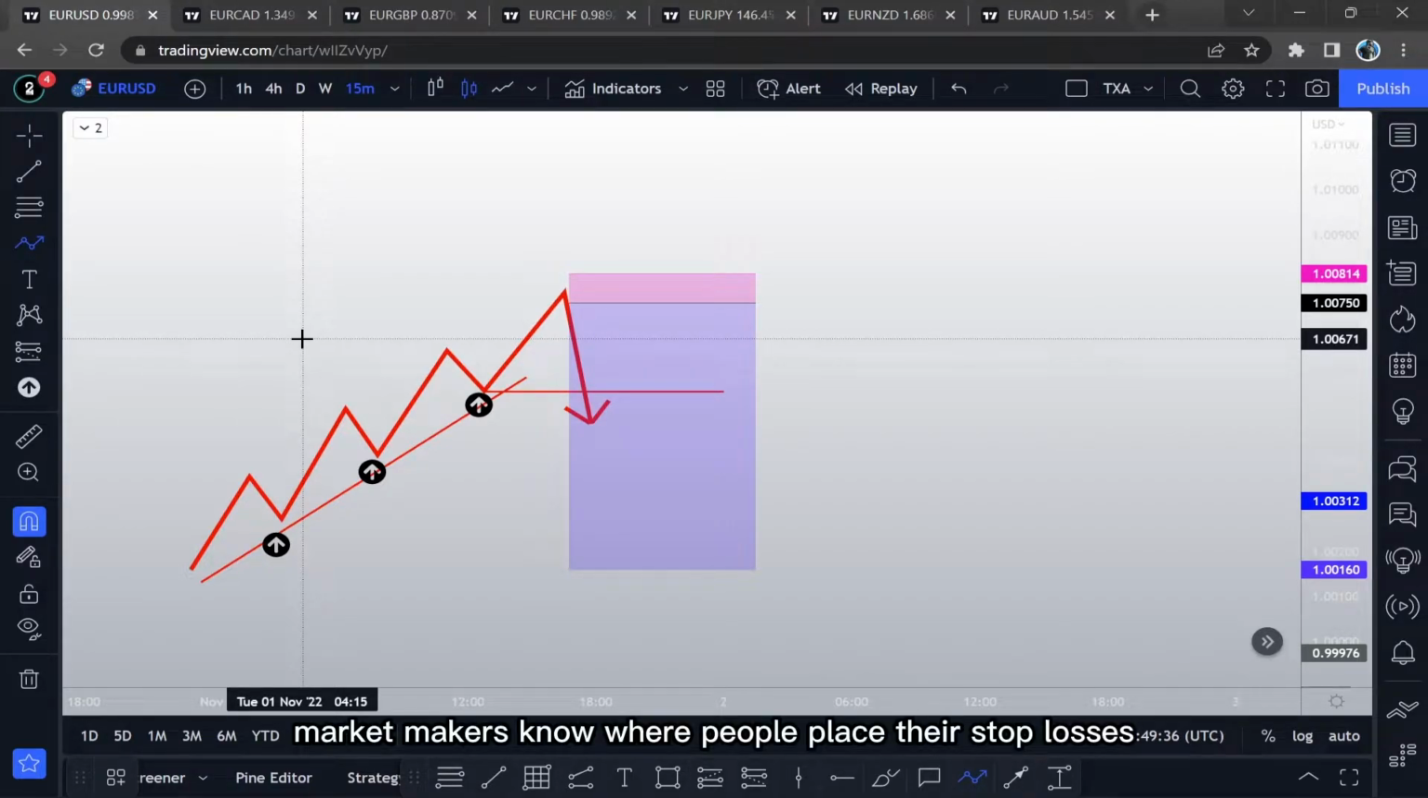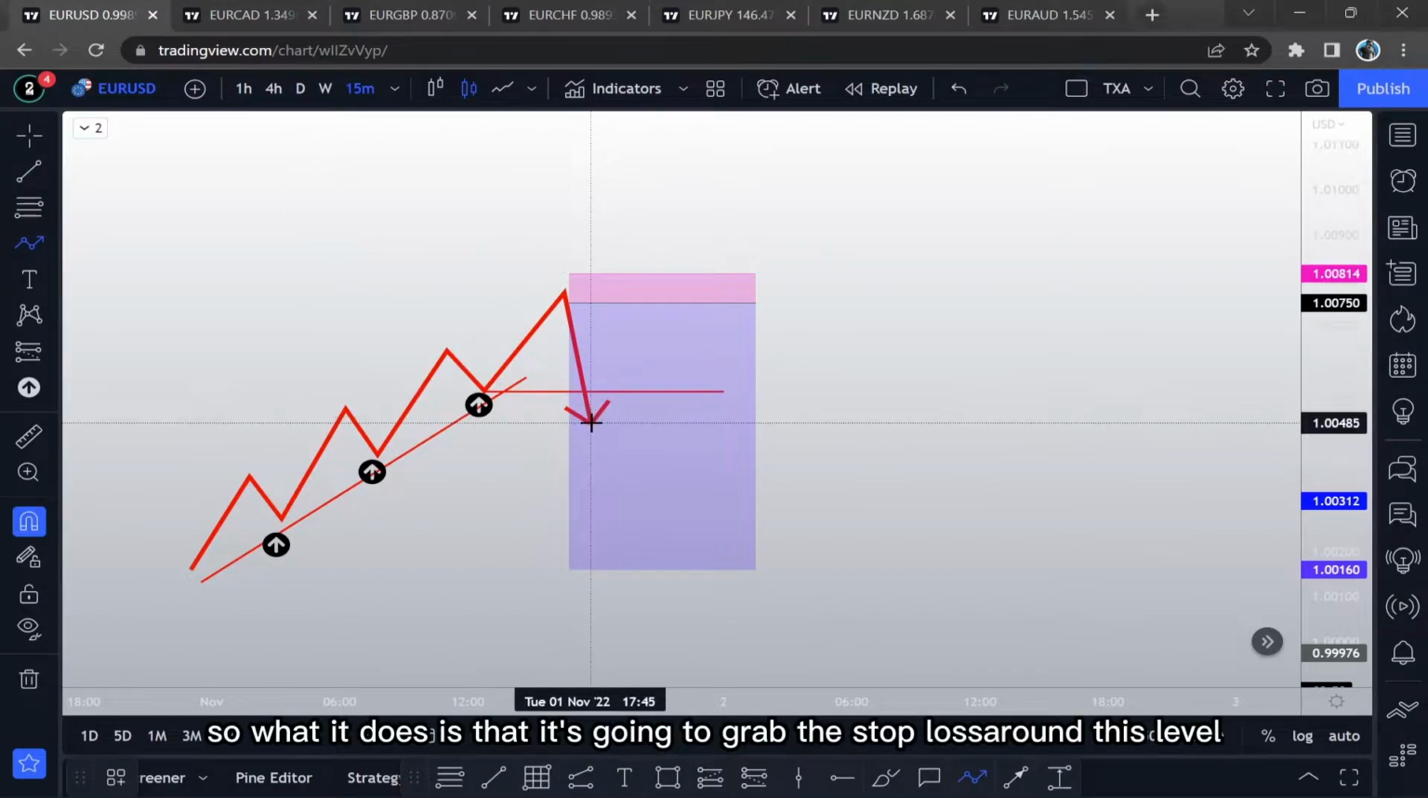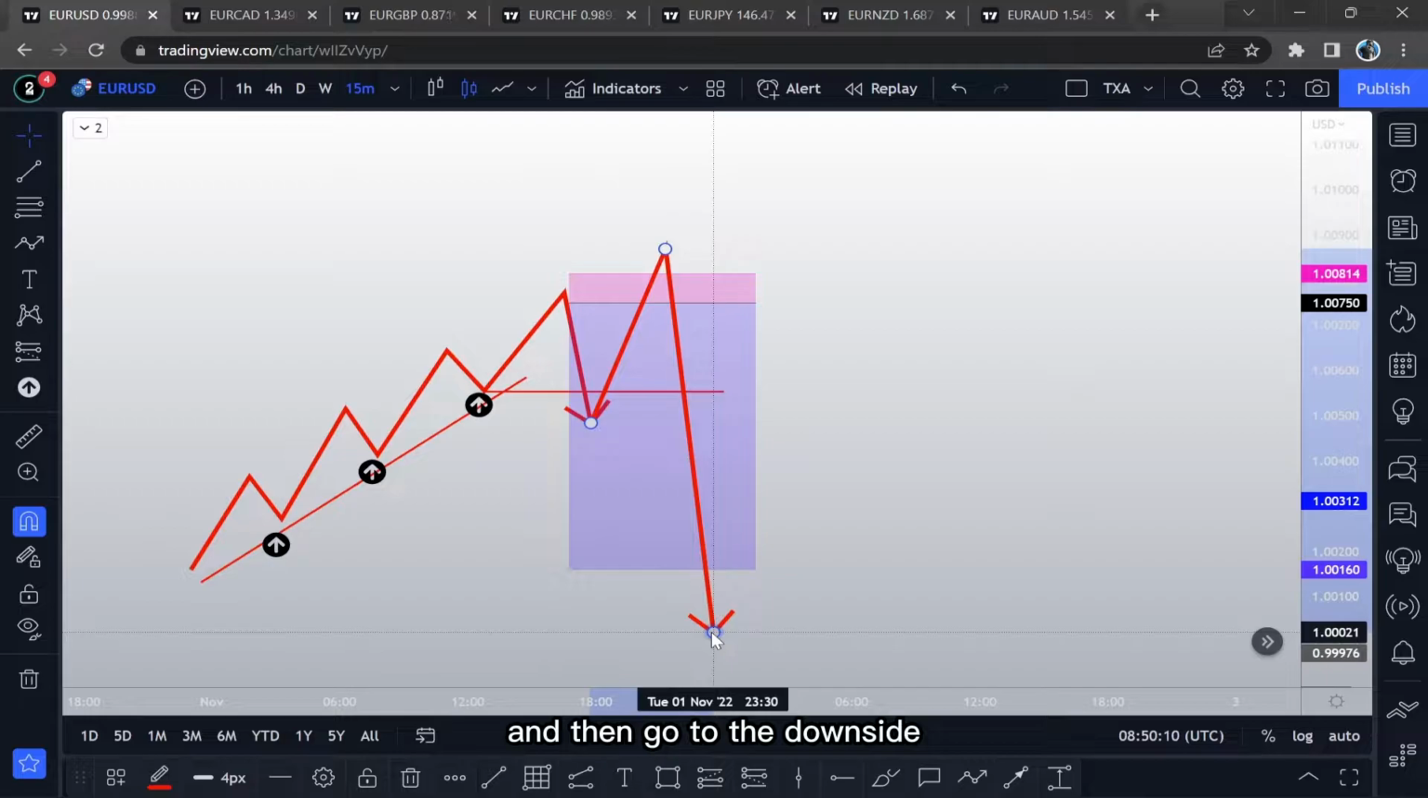But what the price now does, because the algorithm evolves and understands that market makers know where people place their stop losses, they understand where the swing points are. They have a sophisticated algorithm that makes sure that when the price moves, it grabs liquidity first. It takes out people's stop losses, the stop losses of the EAs, of the institutions and small banks. It does all that. So what it does is grab the stop loss around this level and then go to the downside.